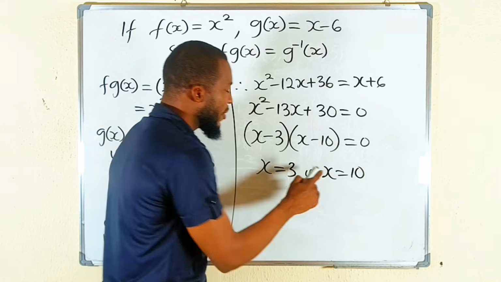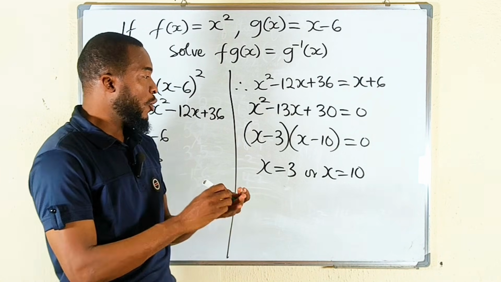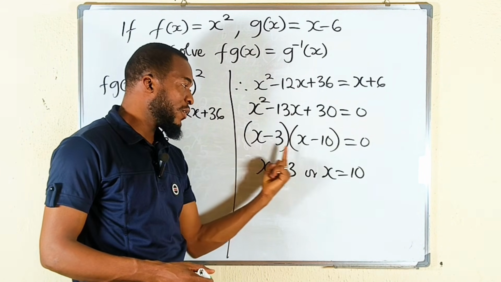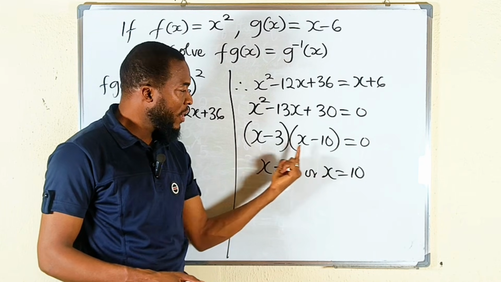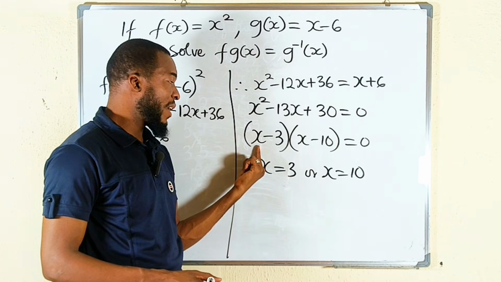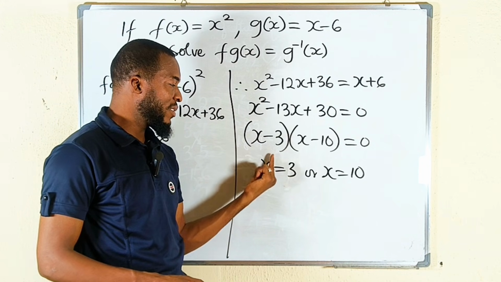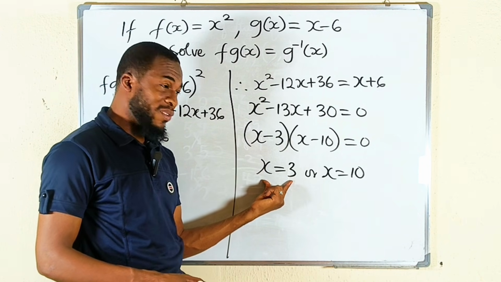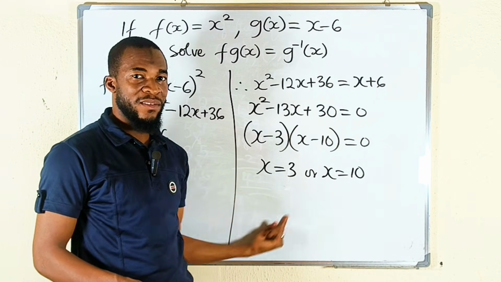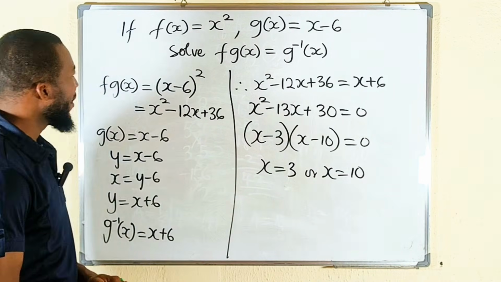If you don't know how we got this 3 and 10, we are multiplying two things and the result is 0. It implies either this is 0 or this is 0. If this is 0, what can make this 0? Definitely if x is 3, right? Because 3 minus 3 is 0. Therefore, x is 3. And 10 minus 10 is 0. Therefore, x is 10. This is how we got these two values.